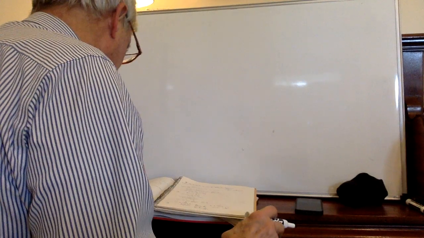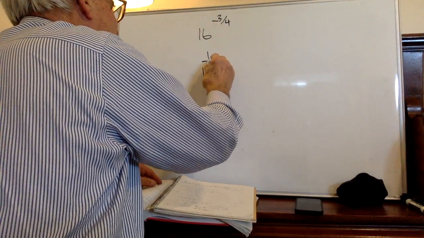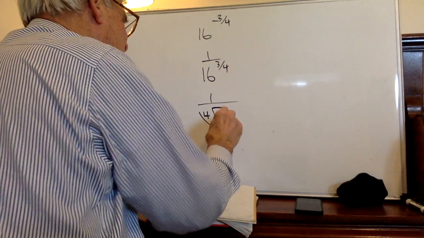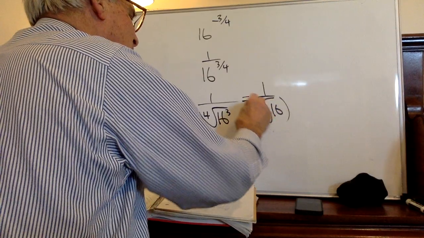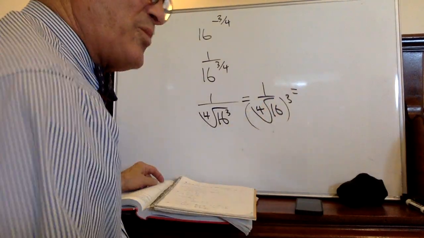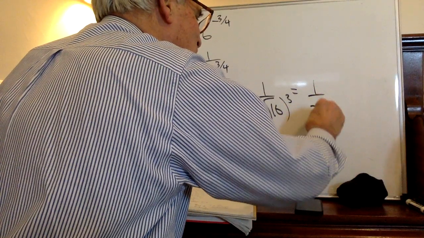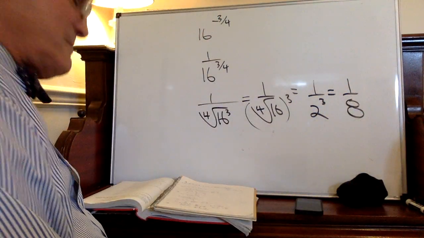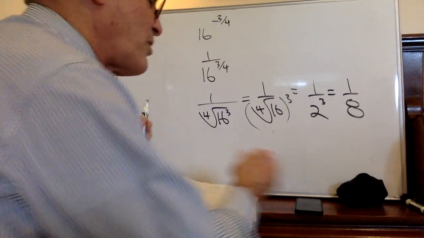Number 18, 16 to the negative 3/4 power. That's equal to 1 over 16 to the positive 3/4, which is 1 over the 4th root of 16 cubed, which is equivalent to 1 over the 4th root of 16, quantity cubed. And I did that because 16 is a perfect 4th power. 16 is 2 times 2 times 2 times 2. So this is 1 over 2 cubed, or 1/8. Hopefully everybody followed that. Hopefully you're starting to catch on with exponents that are fractions.